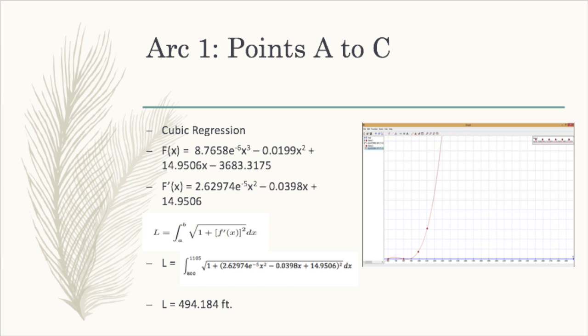I then included an auxiliary point, A', and used a cubic regression instead. I then used cubic regression to find f of x, and then used f of x to find f' of x. With f' of x, I then was able to use the arc length formula, which is shown above. I plugged in f' of x into the arc length formula and got that my arc length was 494.184 feet.